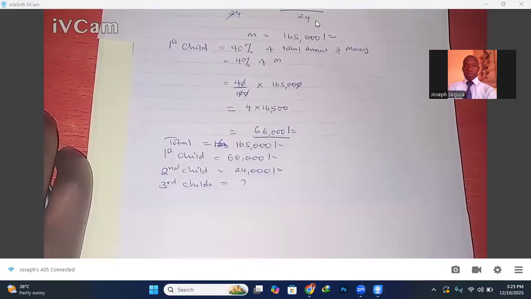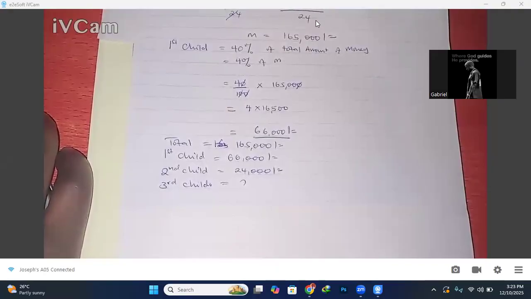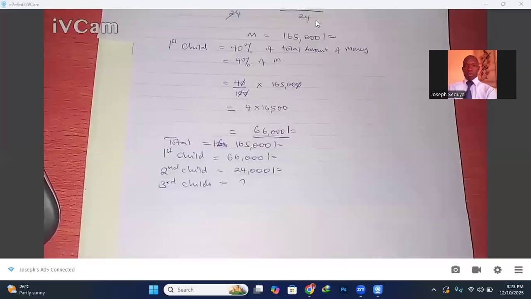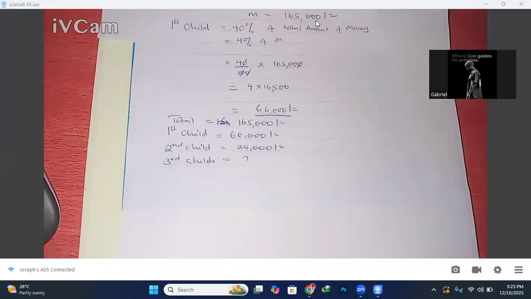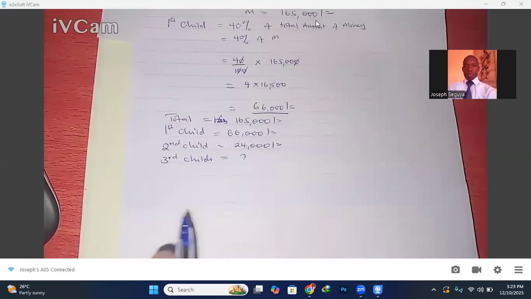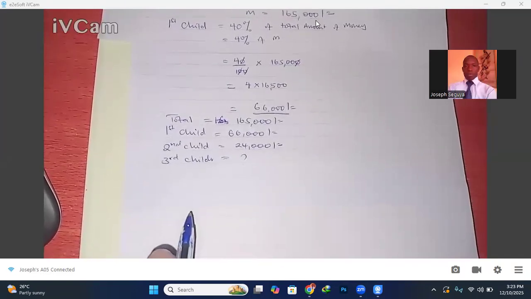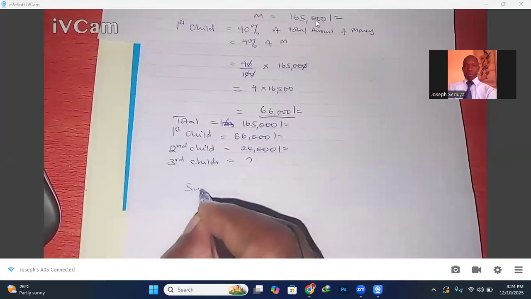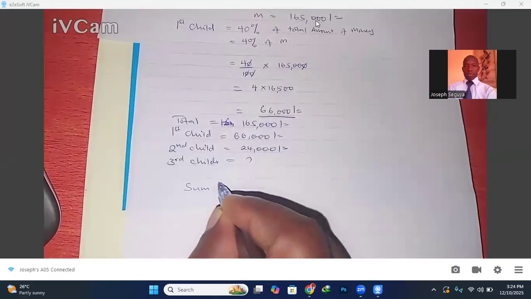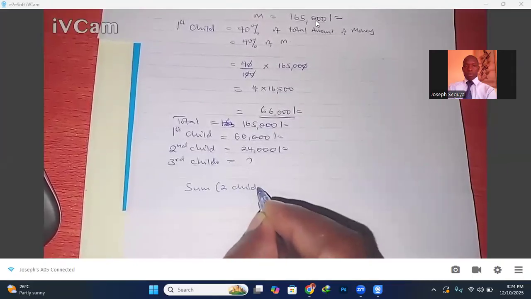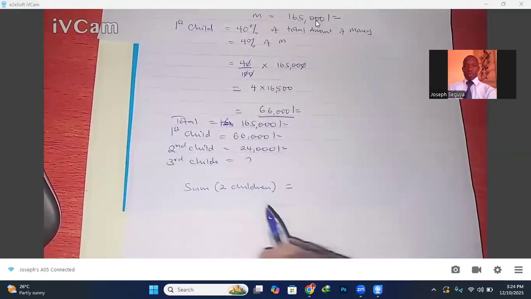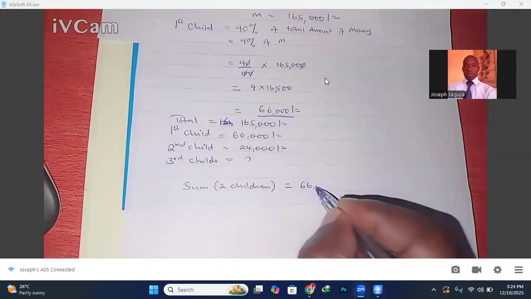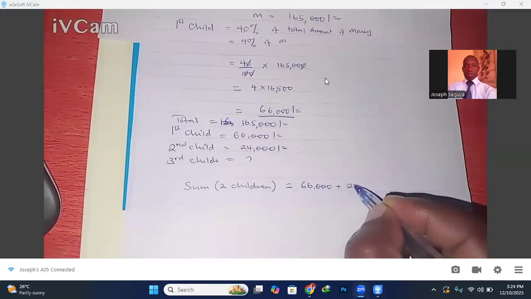Benita, I've been following. I think it's the same way she said: we subtract the first born's and the second born's sum from the total. So we first get the sum of the first and the second child. Our sum for the two children is going to be equal to 6,000 plus 24,000.